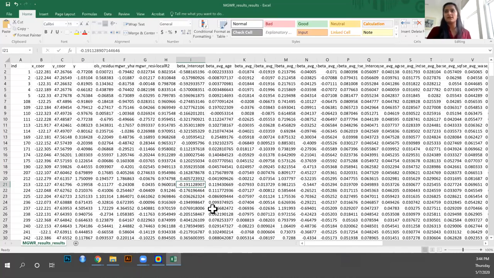So if you see that all your bandwidths for all covariates are global, and you wonder, why am I even using MGWR? I could have just used a global regression model. That is a good cue to look for missing data in your region. But that would be something that you would have to do manually.